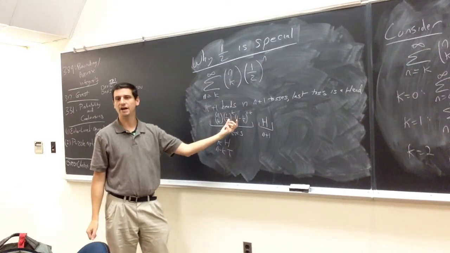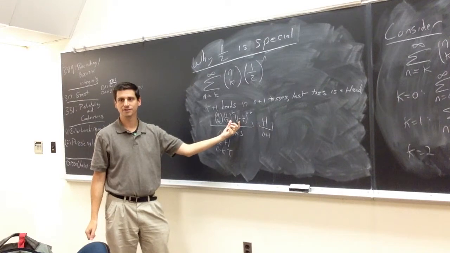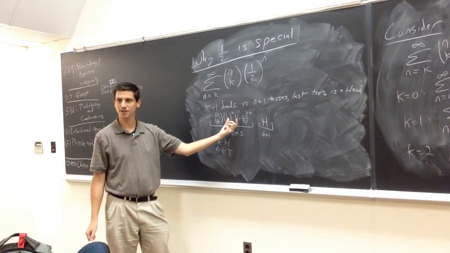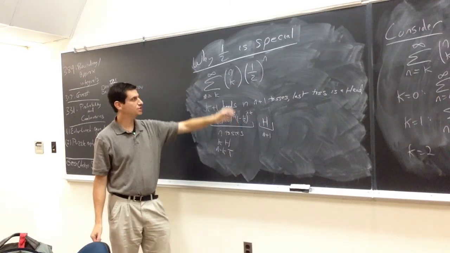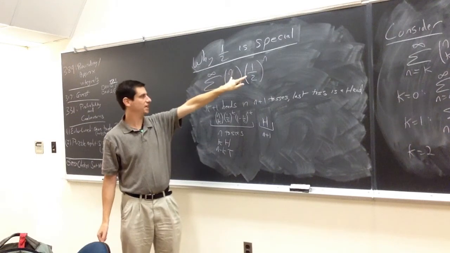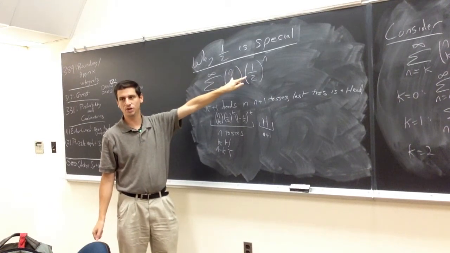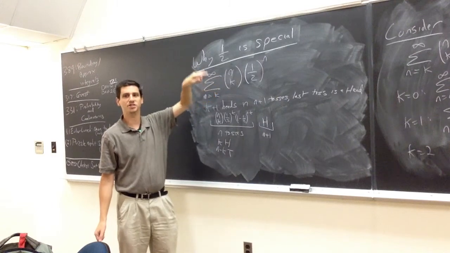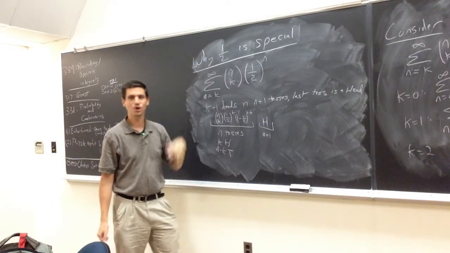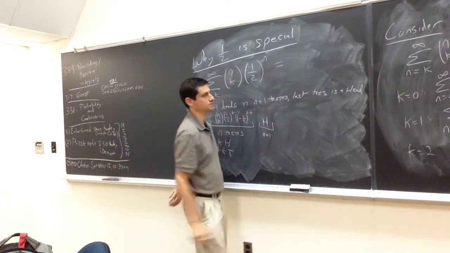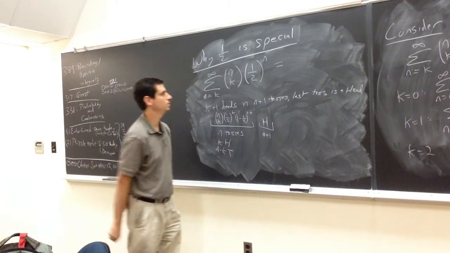Because 1/2 equals 1 minus 1/2, we're lucky. This is just 1/2 to the n. So this is the probability I get k plus 1 heads in k plus 1 tosses, in k plus 2 tosses, in k plus 3 tosses, in k plus 4 tosses. What's the sum of all those probabilities? Should be 1.